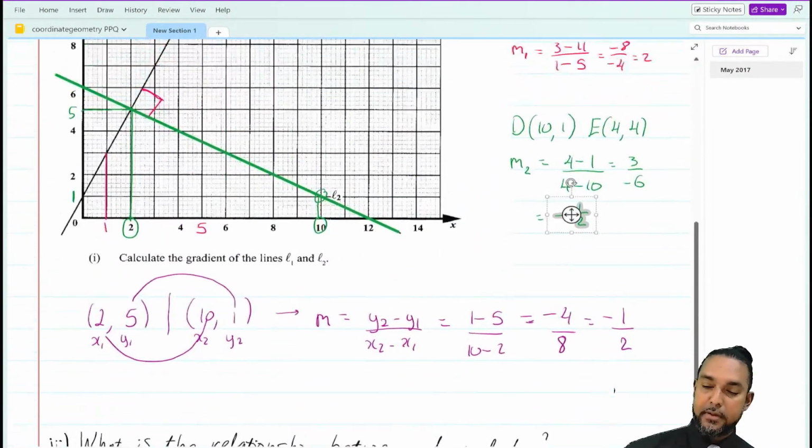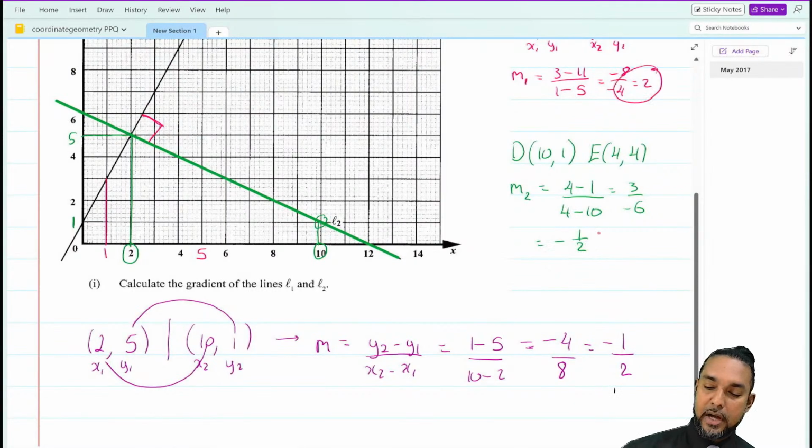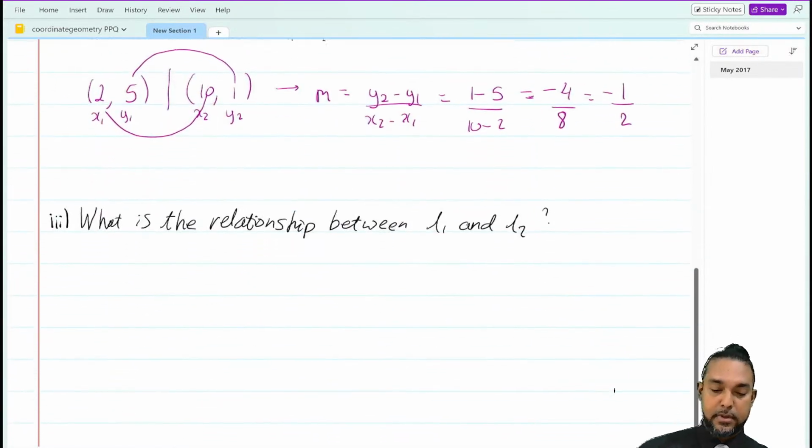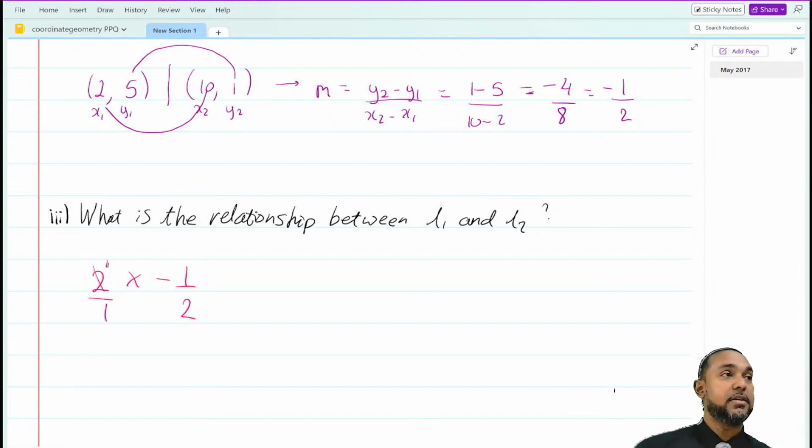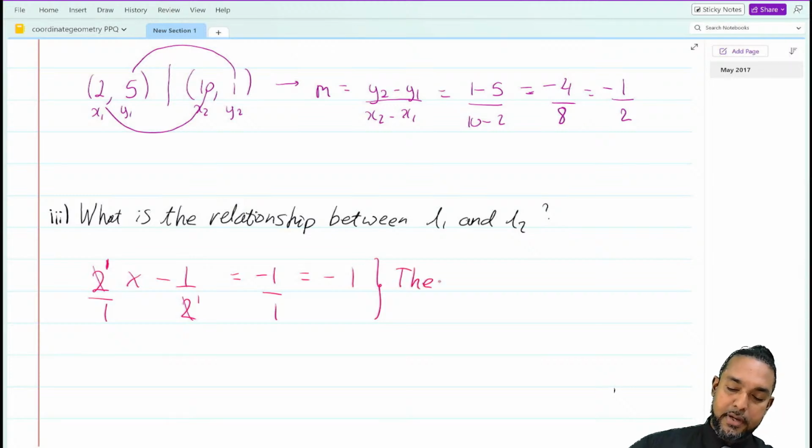So if we take 2 and multiply by minus a half, what do we get? When they multiply out here, you get -1 over 1, which is just -1. What this means is that these lines are perpendicular. These lines are mutually perpendicular, which means they are perpendicular relative to one another.